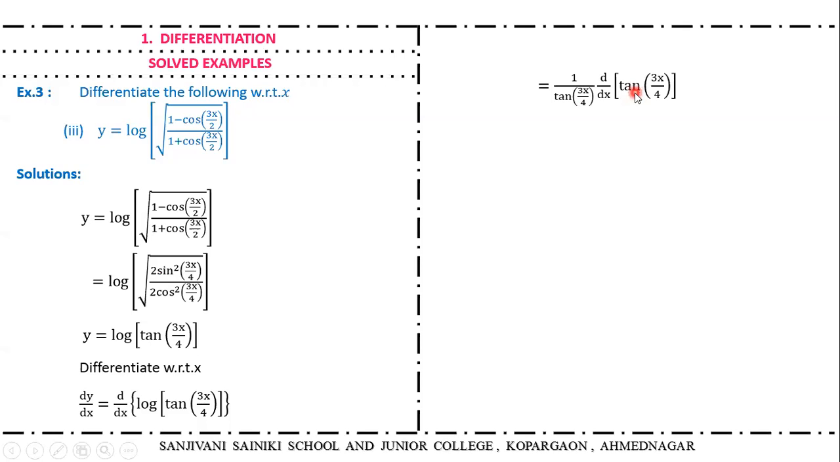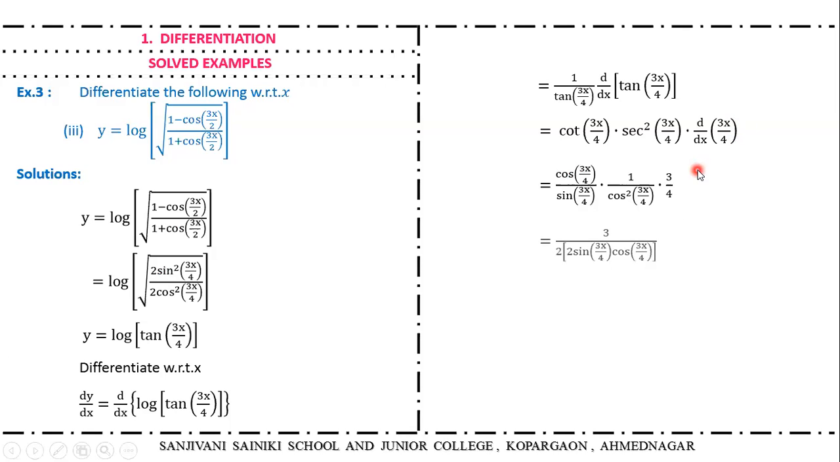So d by dx of tan 3x by 4. Again, I will use tan of f of x. Derivative of tan of f of x is sec square f of x into f dash of x. So sec square f of x into d by dx of f of x. So d by dx of f of x means d by dx of 3x by 4. So 1 upon tan 3x by 4, I can write it as cos 3x by 4 upon sin 3x by 4. And this sec square 3x by 4, I can write it as 1 upon cos square 3x by 4, into d by dx of 3x by 4, which is 3 by 4, since derivative of x is 1.